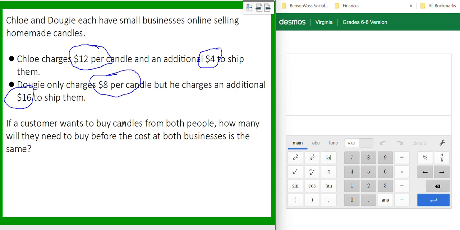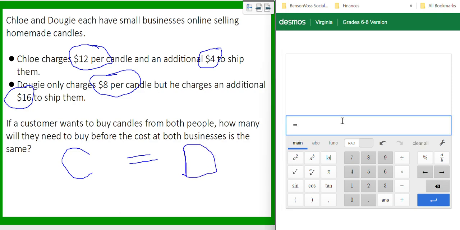If a customer wants to buy candles from both people, how many will they need to buy before the cost at both businesses is the same? Well, I know that's going to be an equal sign here. And we're going to have Chloe's candles over here. Let me see if I can write a C. And Dougie's candles over here. But I'm going to come over here and use Desmos as my scratch paper.